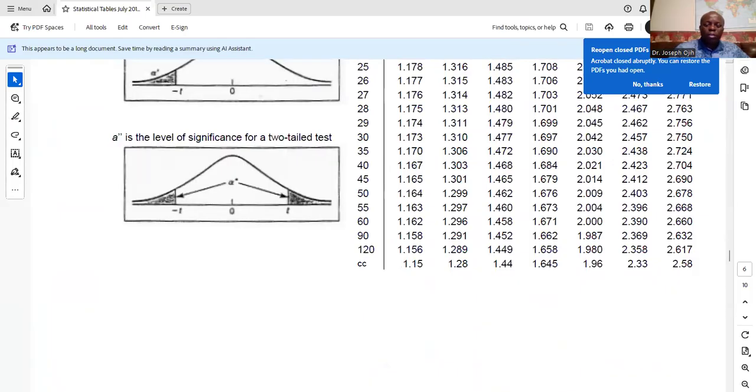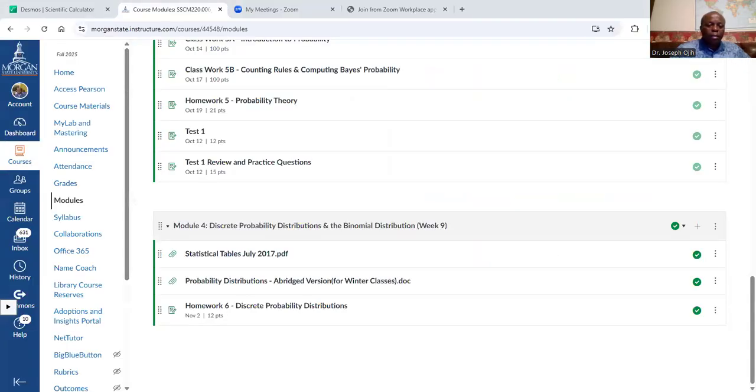So I'm going to close this. I hope you saw it. So you are seeing this. Okay, good, excellent. Now that I've shown you the table, I can now close it. We're not going to use it today, but next week we'll start using it. So download it and print it, keep it handy.